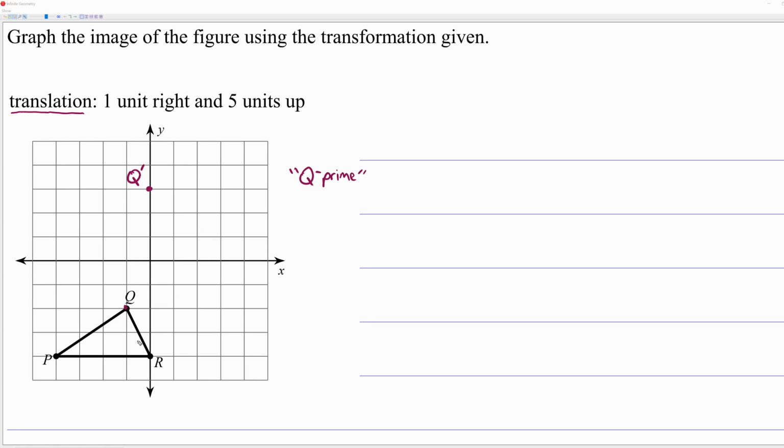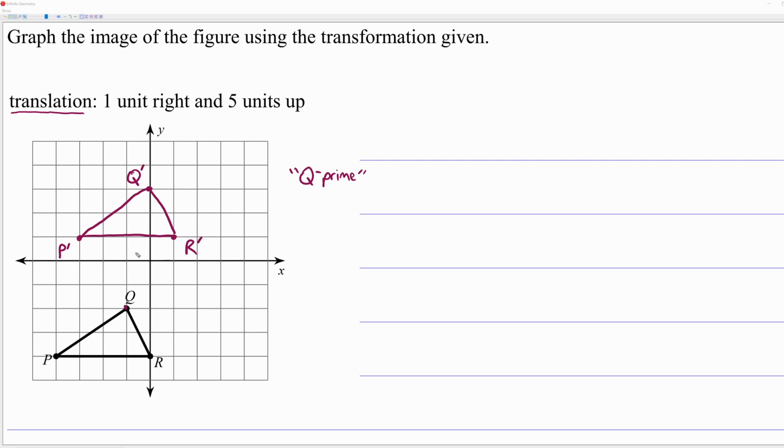And now you do the same thing with the other points. So let's start with R. 1, 2, 3, 4, 5. So R will move to R prime, and then point P, 1, 2, 3, 4, 5. Point P moves to P prime. And as best you can, it's kind of hard to do with this tablet, you draw the shape. That's called the image. So the transformed shape is the image of the original shape. That's how you perform a translation.